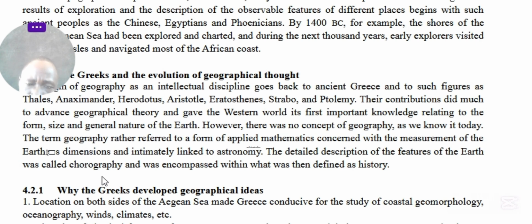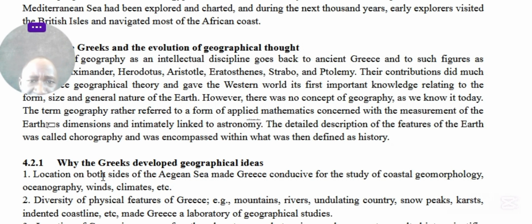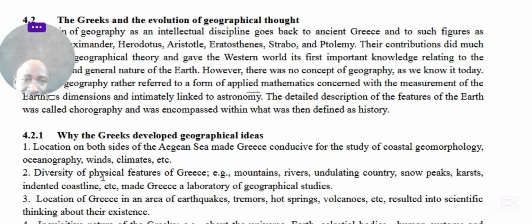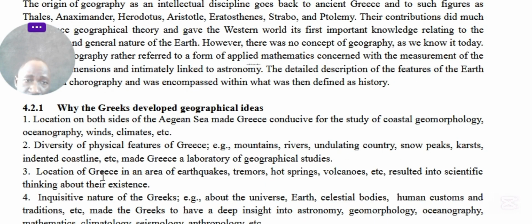By around 1400 BC, we are seeing that geographers from China, Egypt, and other nations started making research, and they found out that the shores of the Mediterranean Sea had been explored during those years, actually around 1500 BC. That's when these people started making research about the Mediterranean Sea. When we proceed, we are going to be looking at how geography developed depending on particular groups of people and what these people did.